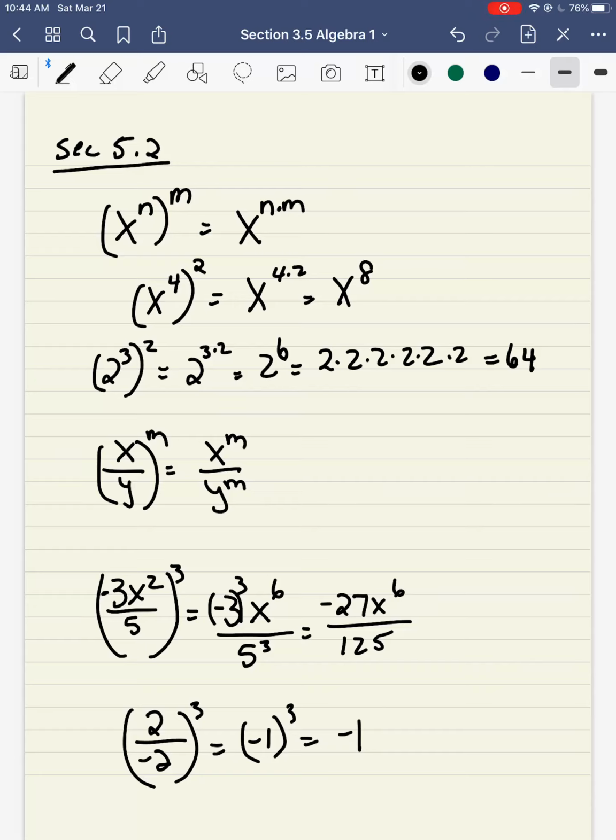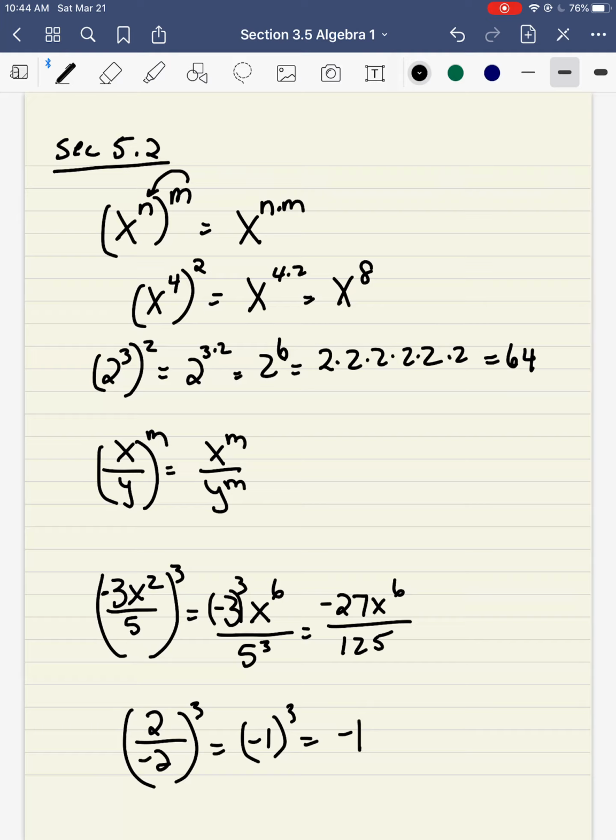Section 5.2, Exponents to Exponents. X to the n raised to the m power is multiplication. It's x to the n times m, so you're distributing the exponents. As an example, if you have x to the fourth raised to the second, it becomes x to the 4 times 2, or x to the 8th.